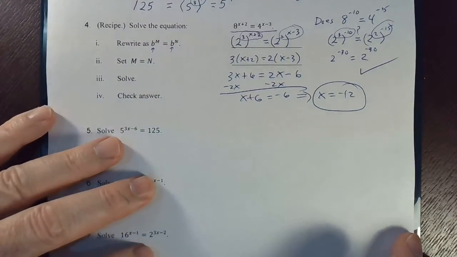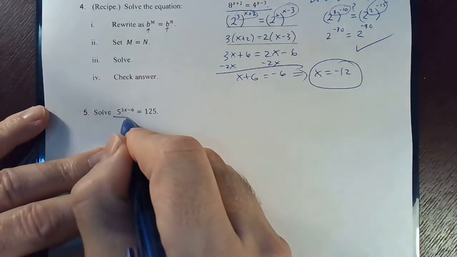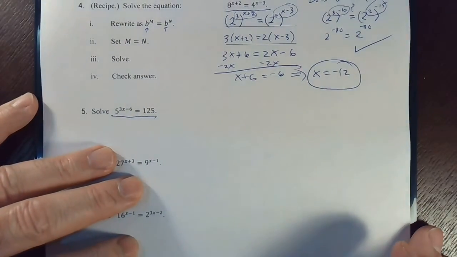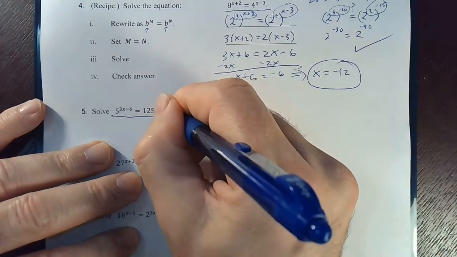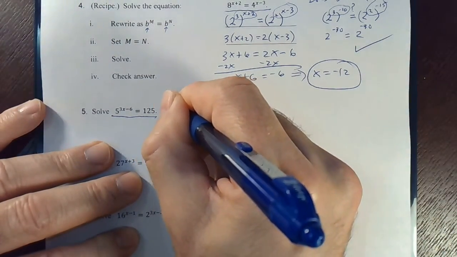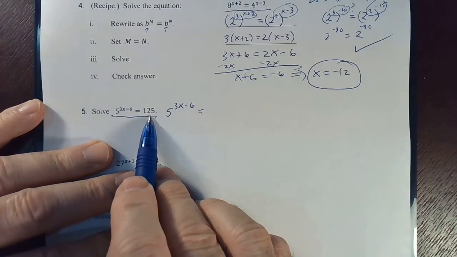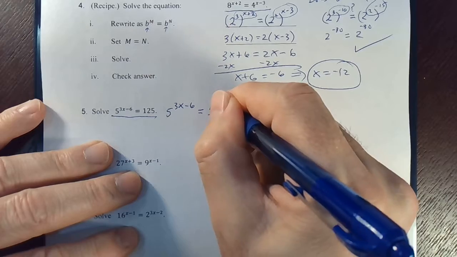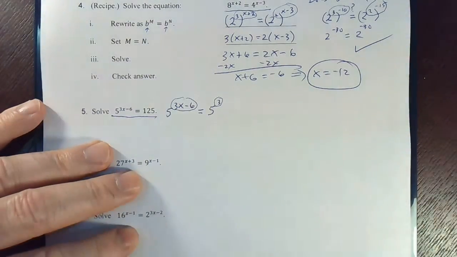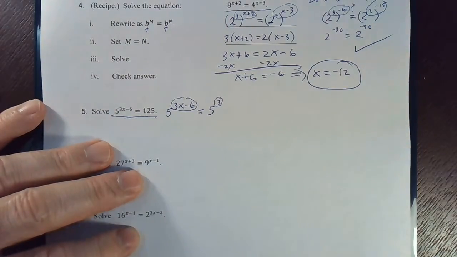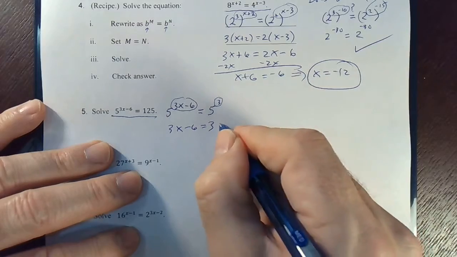All right, let's do some more. Okay, what's the common base going to be? 5 and 125. Well, we already looked at that one. The common base is going to be 5. So we're going to get 5 raised to the 3x minus 6 is equal to, well, this is just 5 cubed. So all we have to do is set these two things equal to each other and solve for x. So 3x minus 6 equals 3.